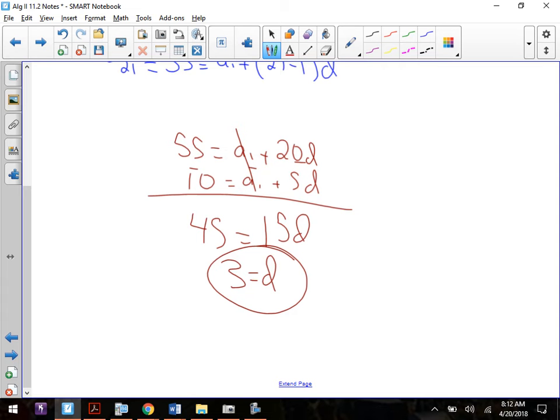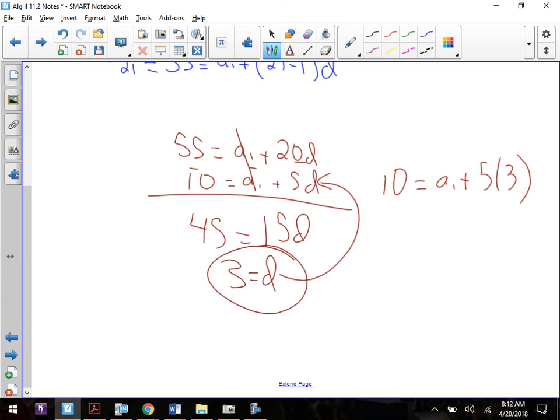What did you do to solve for the original? Substitute back in. So if I substitute back up here, I get 10 will equal first term plus 5 times 3, which gives you your first term at -5. So again, it's not any crazy amount of work. It's just taking a couple bits of algebra that you all know how to do together.